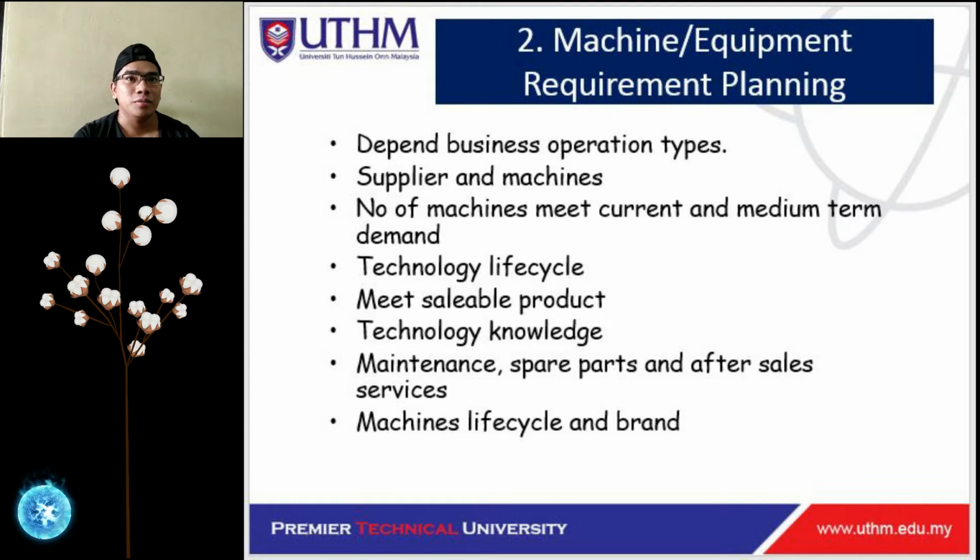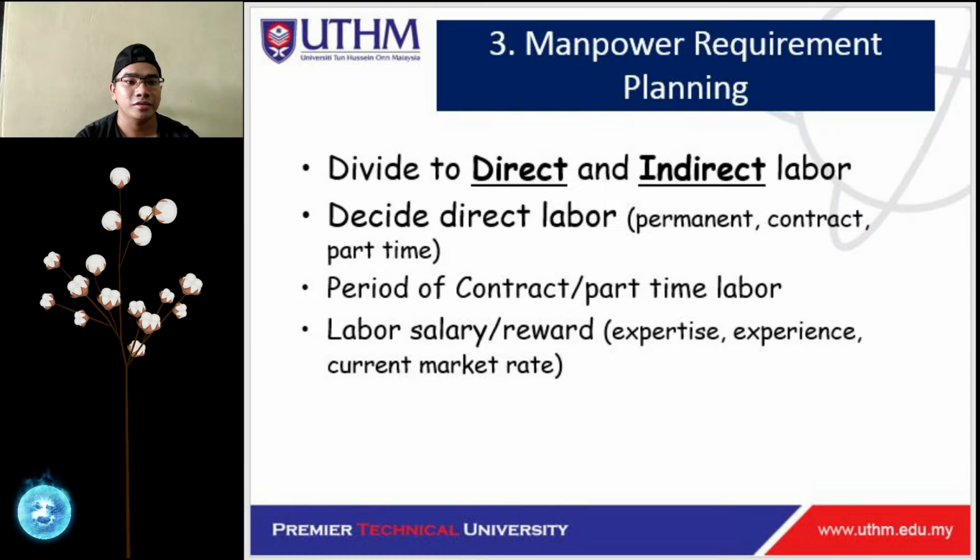Next, number 2, machine or equipment planning. It depends on the business operation type. First, supplier and machine, to know if the machine meets current and medium term demand. Then technology life cycle, to meet sellable product and technology knowledge. Then maintenance, spare parts and after sales service. Then last, machine life cycle and brand.